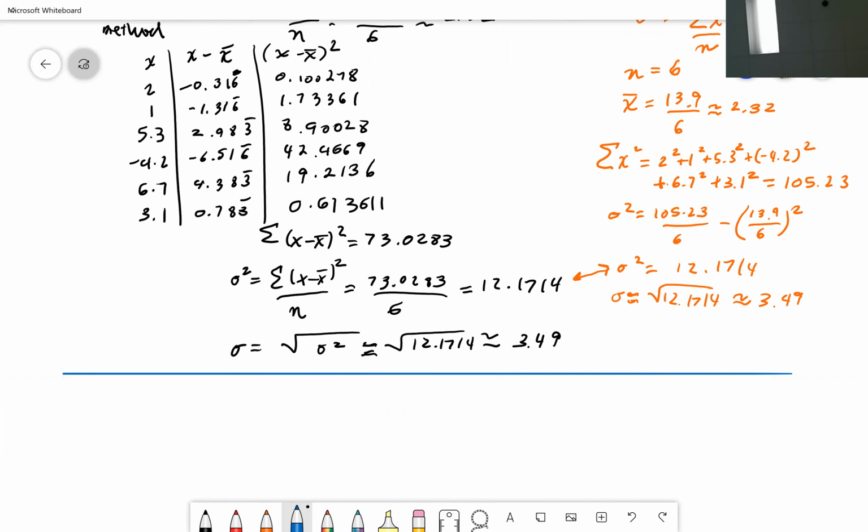So on the quiz, be sophisticated. Try to have this level. It's not a very high level, by the way, but this level of sophistication to where you understand that you're using technology to help you get a more accurate answer. You're not rounding early. You round at the end.